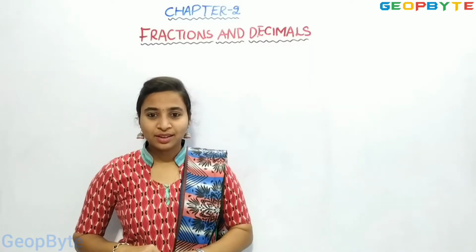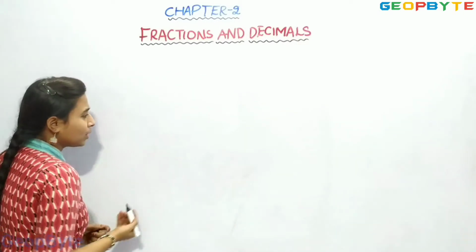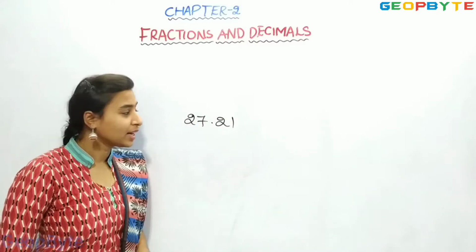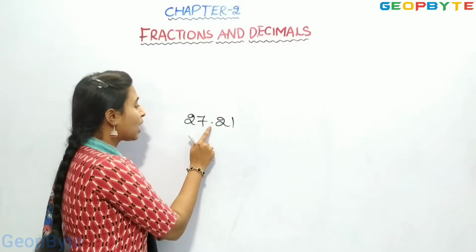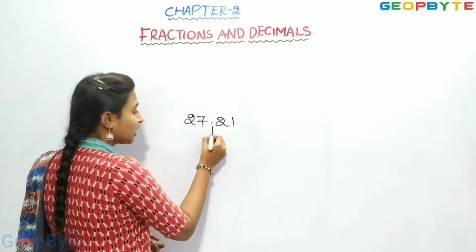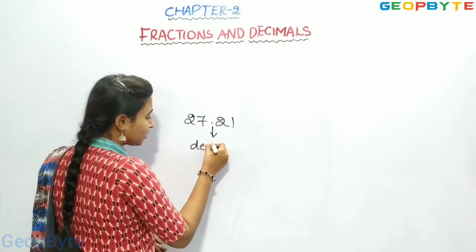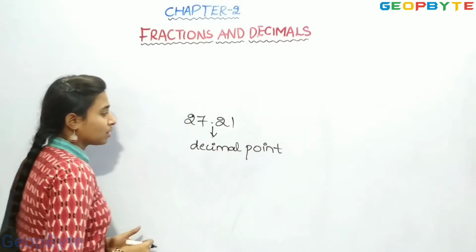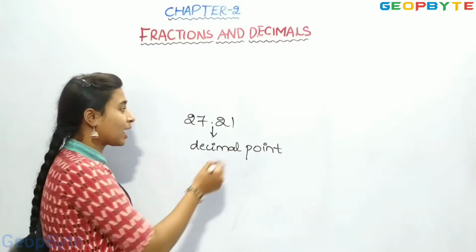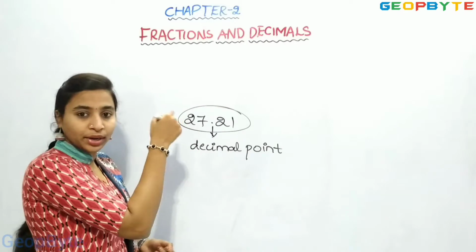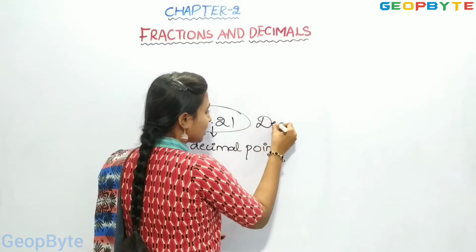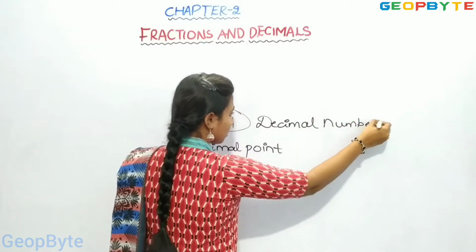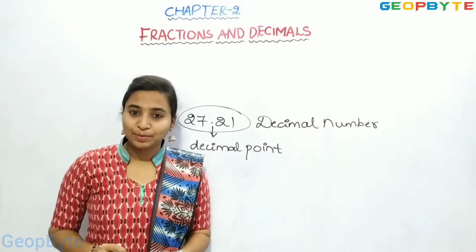What is a decimal? A decimal is a number in the form of something like this. I have a number and also a point in between. This point is nothing but the decimal point, and this whole number we call a decimal number. So, these are decimals.